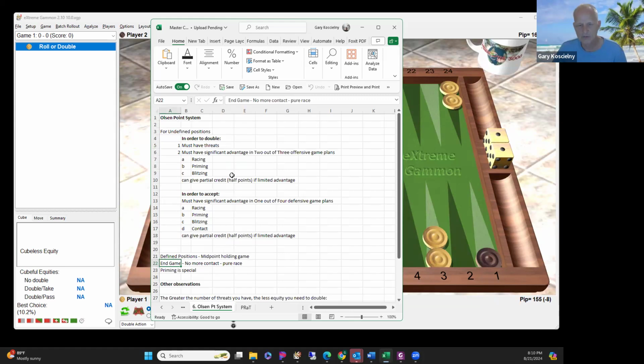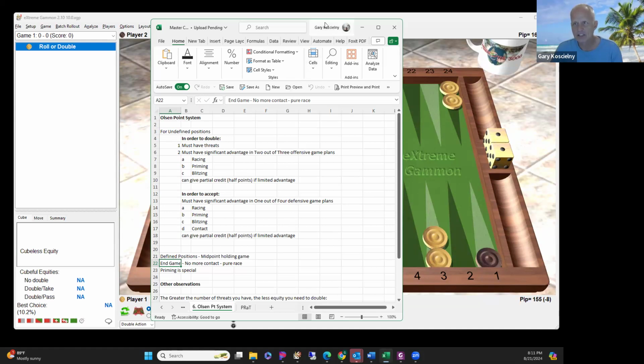And if you remember from the first chapter, Mochy's section on opening rolls and splitting or not splitting, where he analyzed racing, priming and blitzing positions, there's often not much of a difference between those, but you have to get an intuition of what it is we're talking about. What is the prime advantage versus a race or blitzing advantage and so forth.